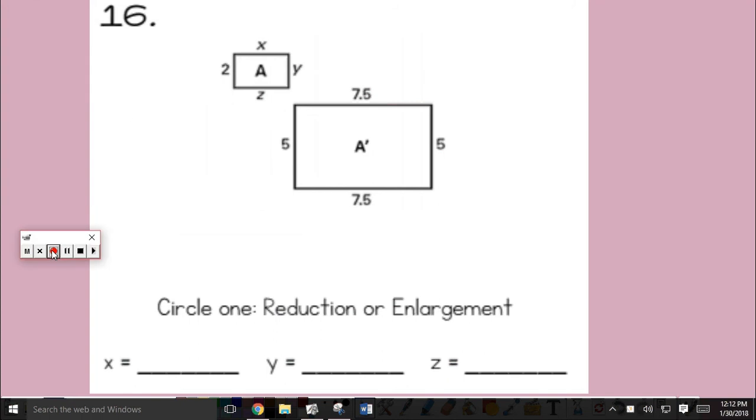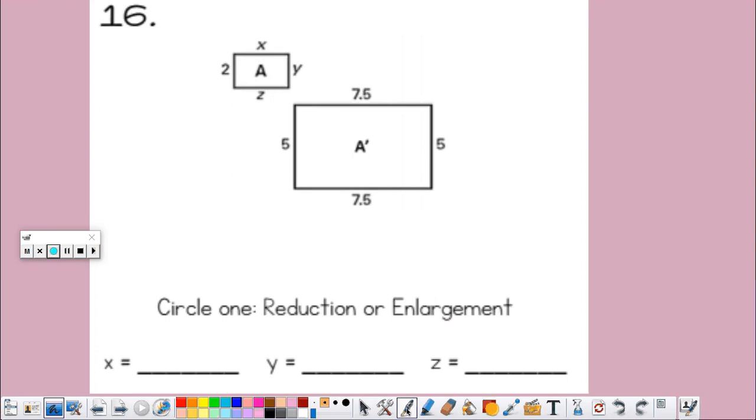Tell me what you notice about number 16. Okay, it got bigger. How do you know that? The preimage and the image, right? So where is the preimage? The smaller one on the top, right? This is a plane A, so that's the preimage, and this is our image.